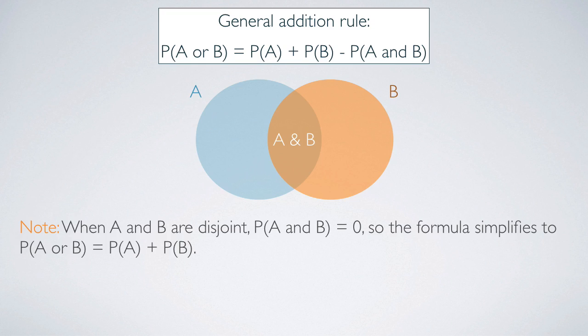Note that when A and B are disjoint, though, probability of A and B is simply 0, so the formula would simplify to what we saw earlier. Probability of A or B is simply equal to the probability of A plus the probability of B. So there's really no reason to try to remember two formulas at once. You can draw your Venn diagrams, or you can sketch out whatever event you're working with and add up the relevant bits. And if there's any sort of double counting, you subtract the joint probability. And if not, you don't need to worry about it.